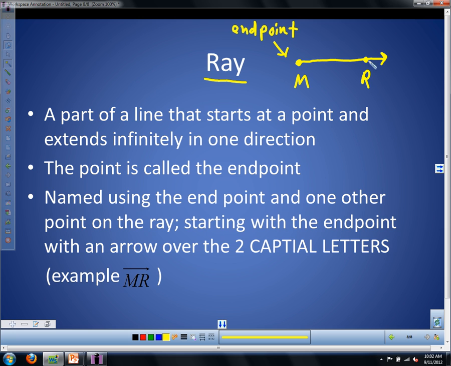So the endpoint is M, the other point is R. And we put an arrow over the two capital letters. And the end of the arrow has to be over the point that's the endpoint of the ray. So there's ray MR, and my endpoint matches up with point M here. I could also write this ray RM, but I'd have to turn the arrow around. So the endpoint matches up with the endpoint here. Either one of these would be a way we could name that ray.